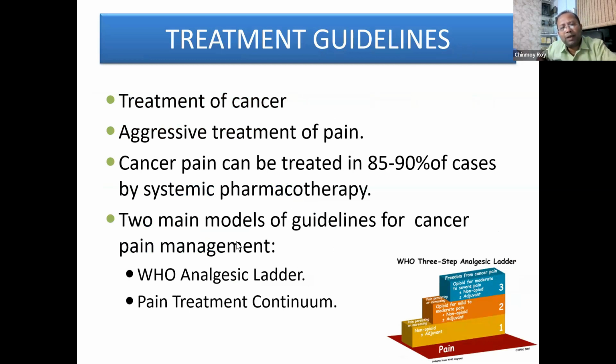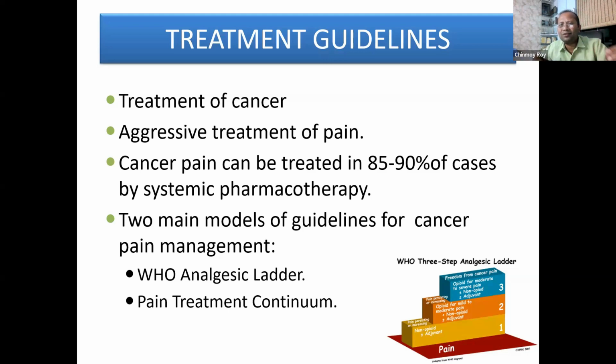So mainly two models. One is the WHO analgesic ladder and the other is the pain treatment continuum, but these two are actually nearly the same. There is not much difference. So what is that WHO treatment step? The three-step analgesic ladder. I think everyone knows what it is: mild pain, moderate pain, and severe pain. First, when the patient comes, you have to identify whether the patient has mild, moderate, or severe pain, and treatment will start according to the pain level.